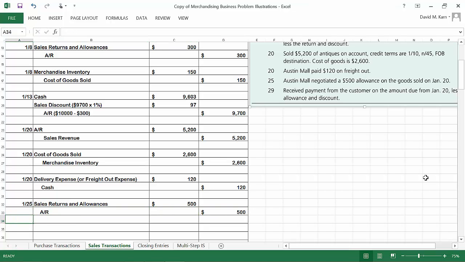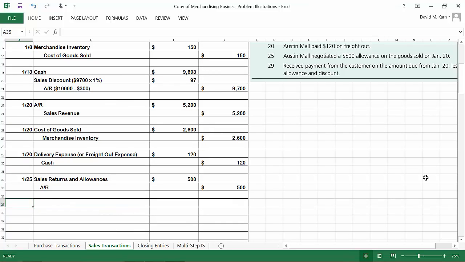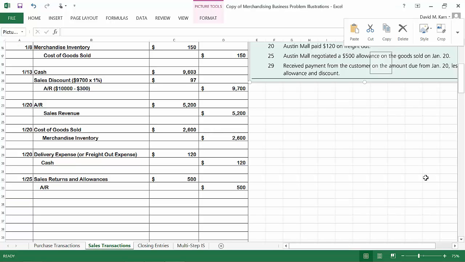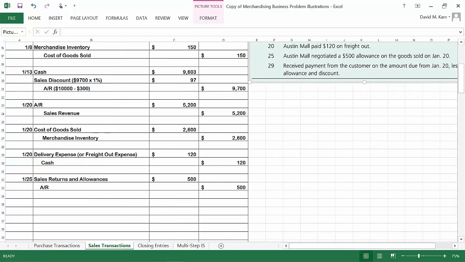We would debit our sales returns and allowances contra revenue account for $500, and we would credit and reduce the amount that they owe to us, accounts receivable, for $500. Again, no second entry here because they're not sending the goods back to us. All right, then the last one here states that we received payment from the customer on the amount due from January 20th, less the allowance and the discount.